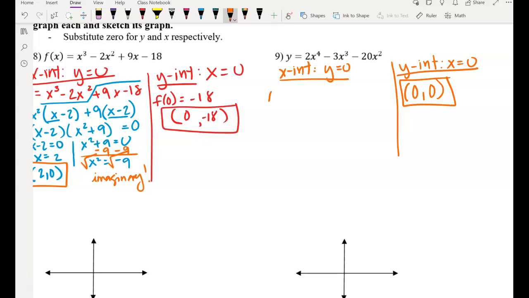Then over here, we're going to set it equal to 0. So 0 equals 2x to the 4th minus 3x to the 3rd minus 20x squared. Okay, GCF. Enzo, what's the GCF? Good. Take out an x squared. So we are going to end up with 2x squared minus 3x minus 20.